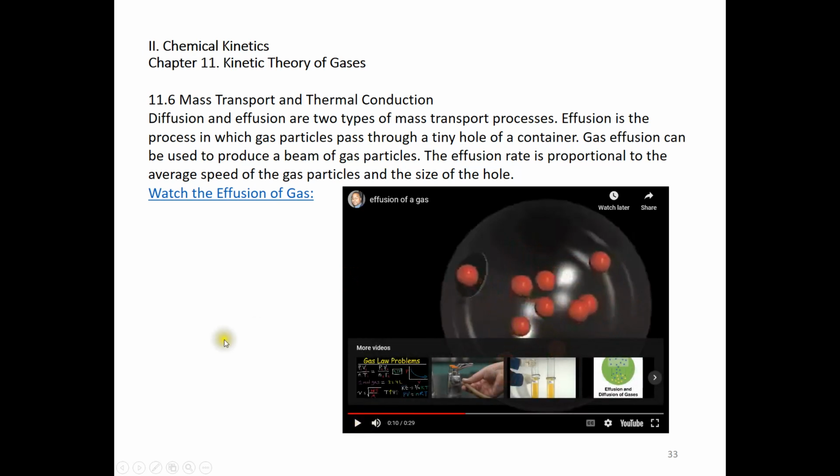As you can see, if the gas particles move faster, we'll have a higher effusion rate. And also, if the size of the hole is slightly larger, that means it's easier for those particles to pass through, and we'll also have a higher effusion rate.